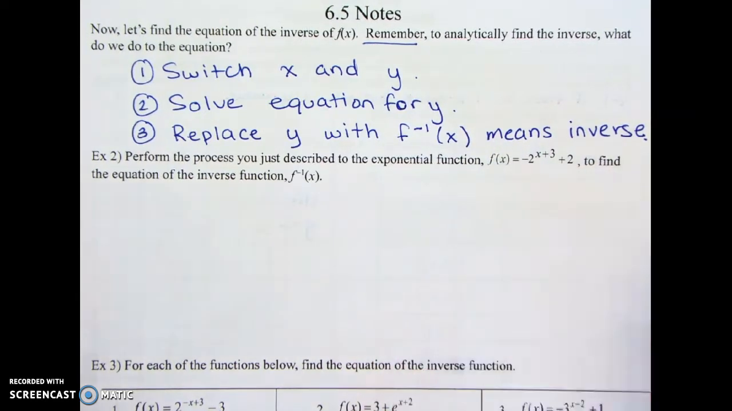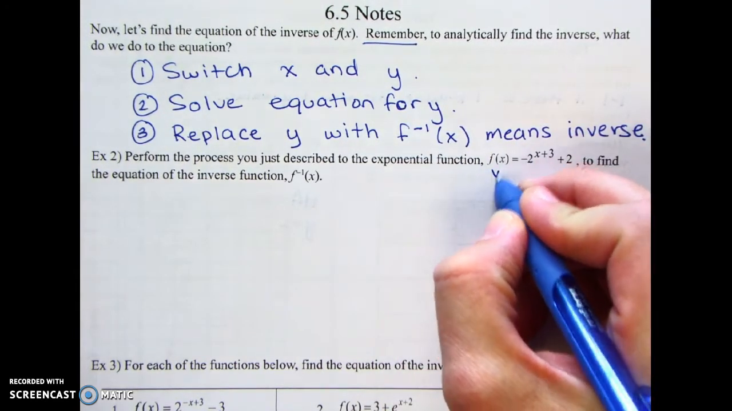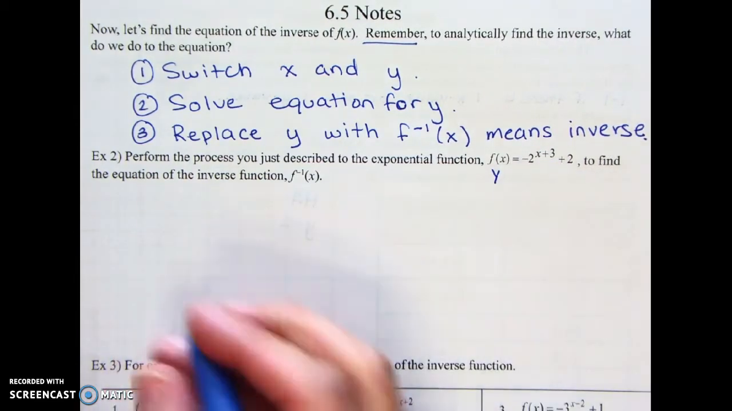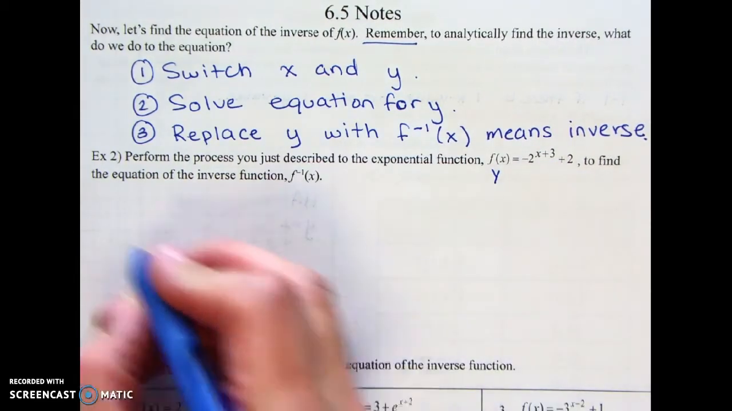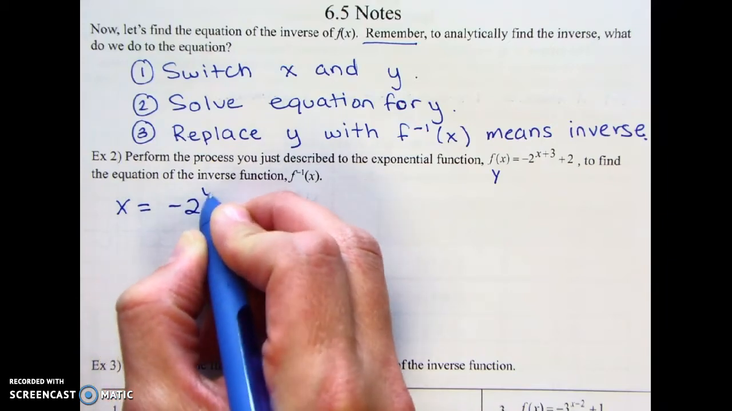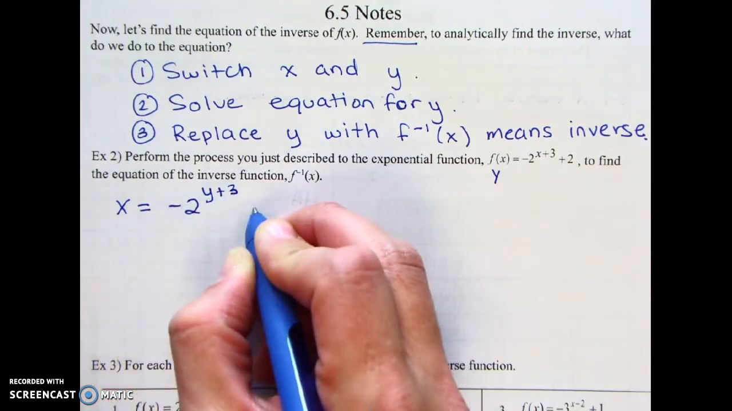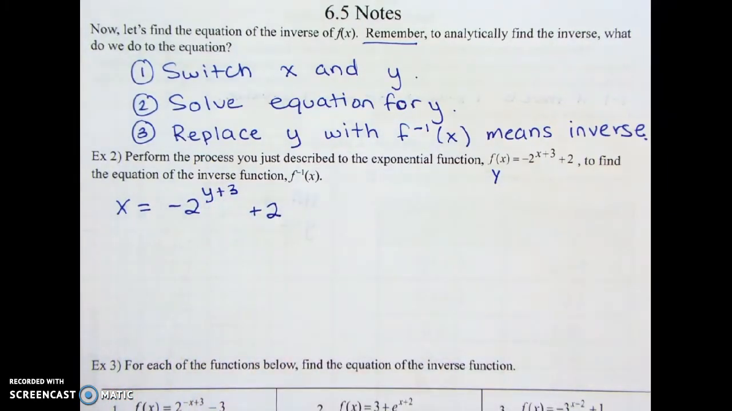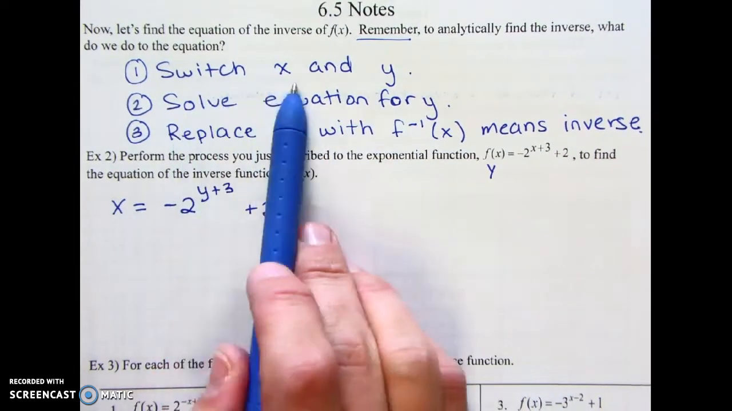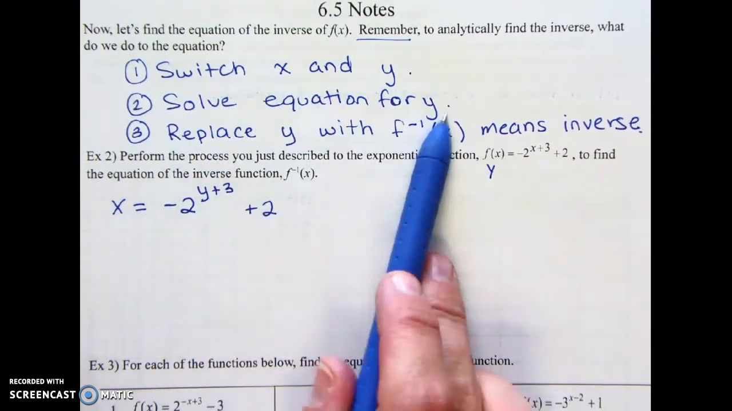So every time we see f of x, that's really just y. But what we need to do is switch the x and y. So I'm going to go over here and we'll say x equals -2 to the y plus 3, and then plus 2 is on the same level. So check step 1, switch the x and the y. Step 2, solve the equation for y.